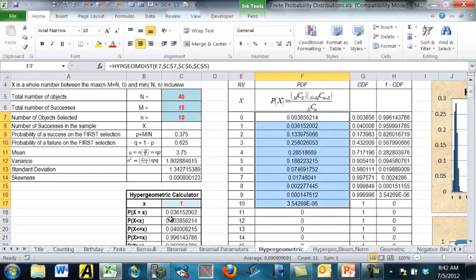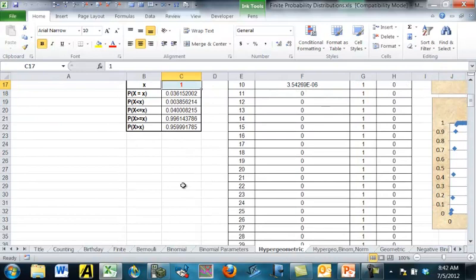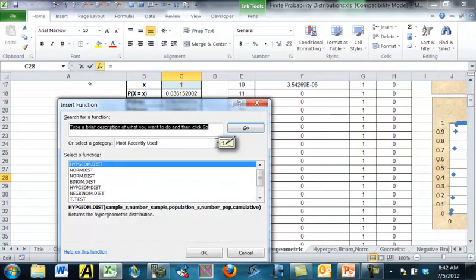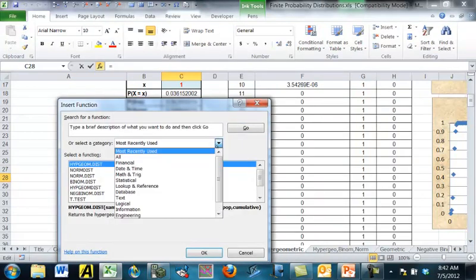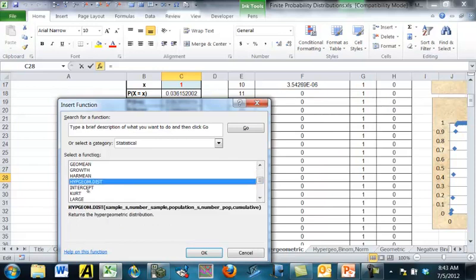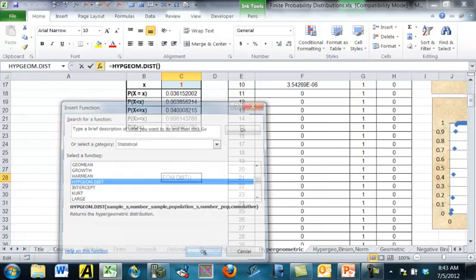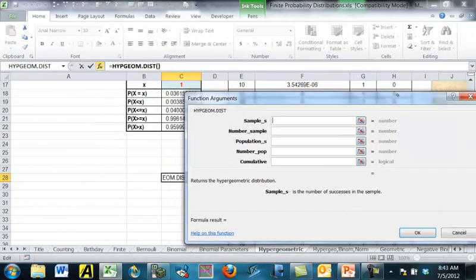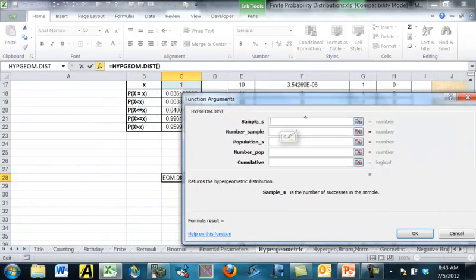I also have a calculator set up here, but you can also just type in one particular calculation pretty easily. The way you can do that, remember, is press this FX button and then go to statistical, and then go down and find the one that looks interesting to you, in this case hypergeometric, and it pulls up a wizard like this. And so you can just type in and it tells you what it is.